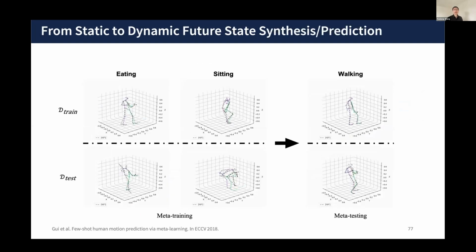Not limited to novel view synthesis, we would also like to employ generative models for synthesizing or predicting the future dynamic states of objects and humans. We will discuss this task in the context of human motion prediction, where given a historical motion sequence, possible motion is predicted in the short-term or long-term future. In few-shot motion prediction, the aim is to train a predictor model that can quickly adapt to a new task, such as adapting to the prediction of walking style motion using only a few training sequences by training the meta-learner on eating and sitting motion, for example.